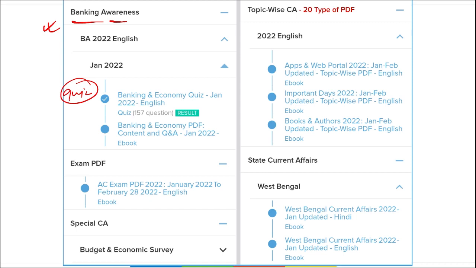Apart from this, if you see topic wise, for example, there are multiple questions that are related to obituary, important days, who won which event, who was awarded which award. So all these topics that are related to your GS or GK, such as apps and web portals, important days, books and authors, new applications that were launched, new government schemes that were launched by the government, or your international affairs or your national affairs.